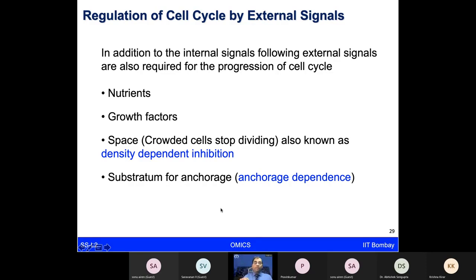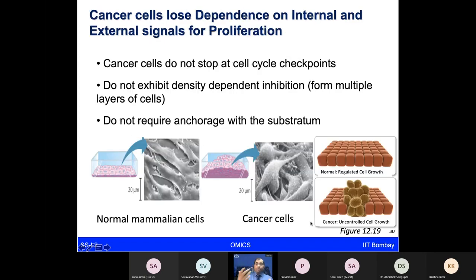Also, when cells have to go through the division process, they get anchored on certain substrates. These substrates are some specific material which helps them get adhered, and from there they can quickly move on to division. That is known as anchorage dependence on the substratum for this process to happen. But cancer cells have certain inherent characteristics by which they do not follow any specific rules of the normal cell cycle division, right?